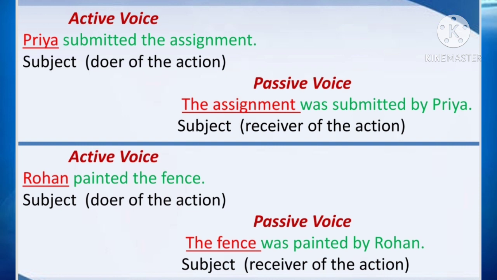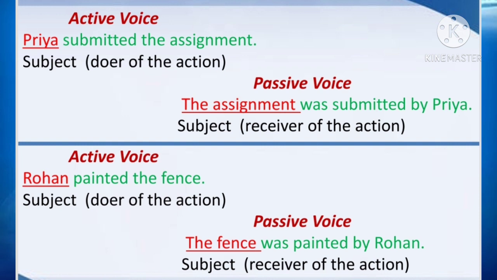Let us look at the first set of examples given here. There are two sentences. The first sentence is, Priya submitted the assignment. It is an active voice. Second sentence is, the assignment was submitted by Priya. That is a passive voice. Both the sentences, the meaning is similar. The meaning is same, but the structure is different.